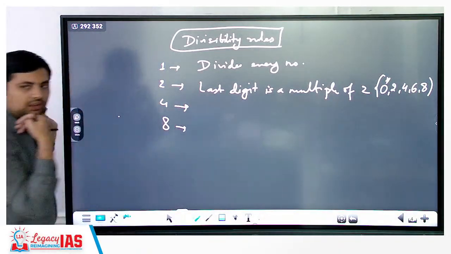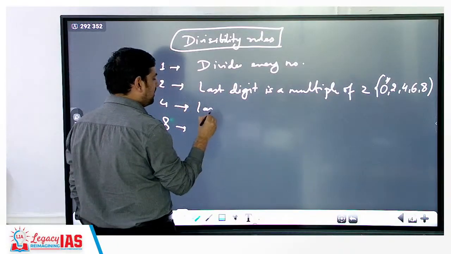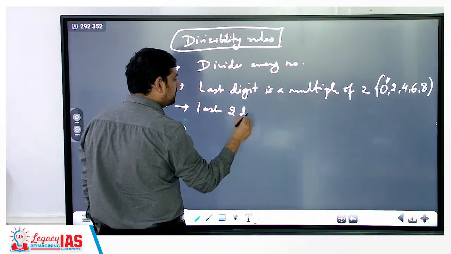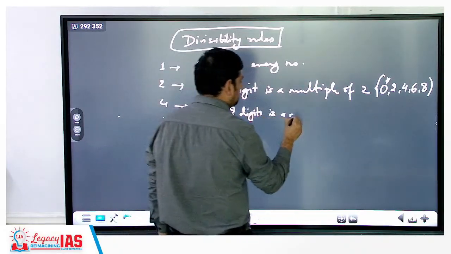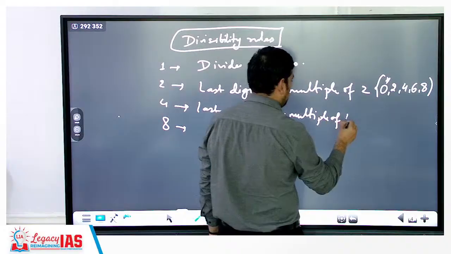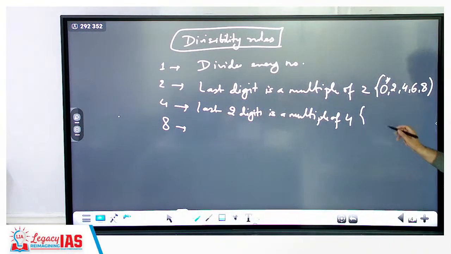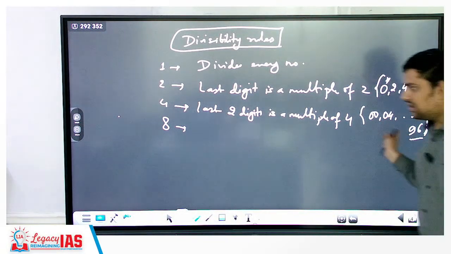Now what is the divisibility rule of 4? Just instead of the last digit, the last 2 digits is a multiple of 4. So it will start with 00 or 04, like this it will go till 96. Correct? 00, 04, then 08. All these are multiples of 4. The last 2 digits have to be a multiple of 4. So I go 8, 12, 16, 40, 44, 48, like this. Last would be 96. After that, what you will get? Again 100. So 00. Correct? So it goes like this.